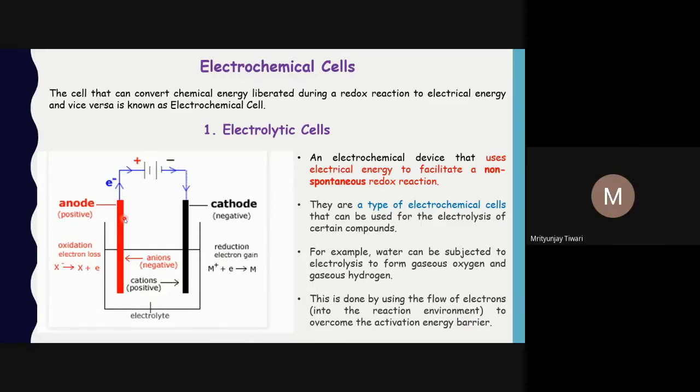In OH minus, the oxidation number of oxygen is -2, and if oxygen gas is formed, its oxidation number is 0. So oxidation is happening here at the anode.